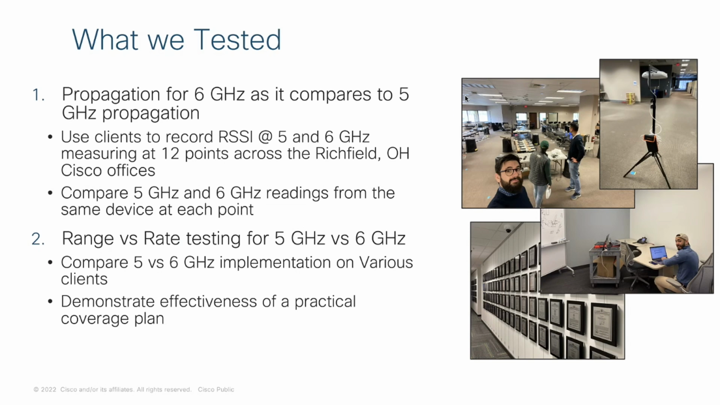And we compared 5 and 6 gigahertz measurements directly from client devices, a mix of laptops and smartphones. The second thing we did, across the street over in our proof lab, we've got a whole range over there. We can make anything happen in RF we want over there, which is a good thing. But we did some range rate testing at those rates as well.